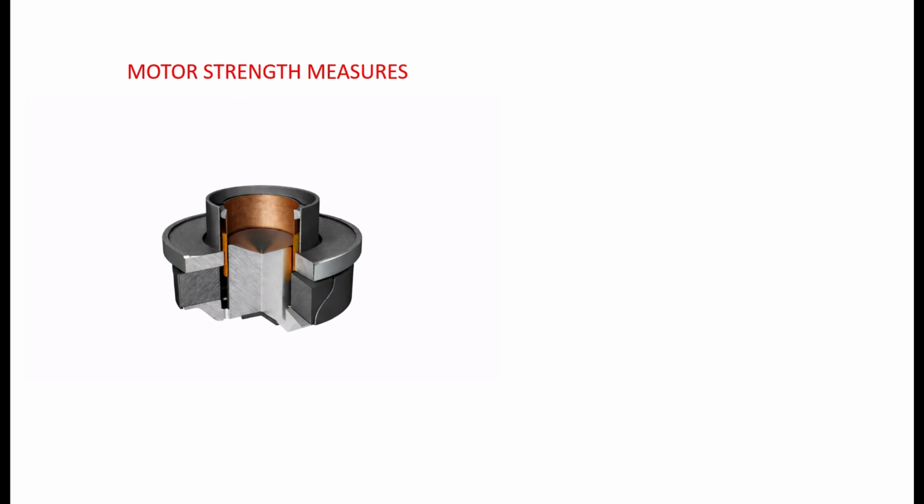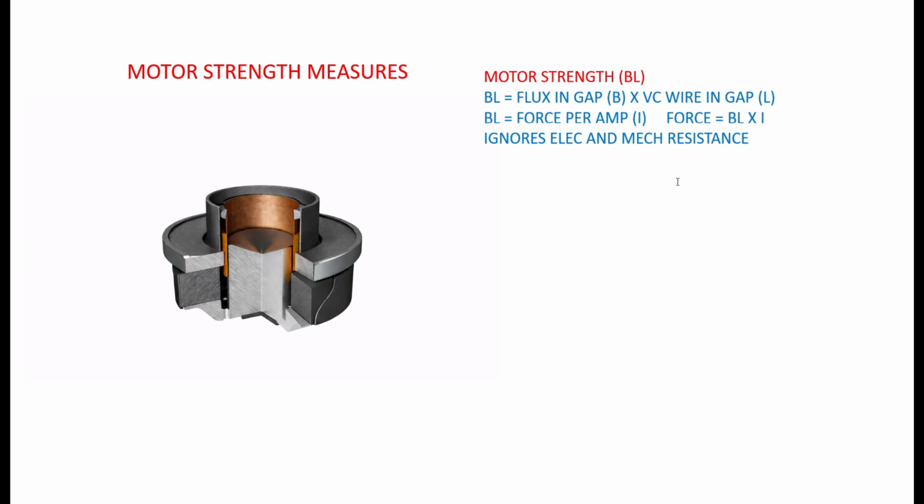There must be quicker ways of just comparing speaker motor drivers, right? And yeah, there are some shortcuts. One of them we already talked about is just using BL, looking at the magnetic flux density in the gap and multiplying it by the voice coil wire in the gap, or just reading it straight off the technical data sheets. The only problem with that is that it ignores any electrical and mechanical resistance and any moving mass. It's just looking at the raw strength of the motor.